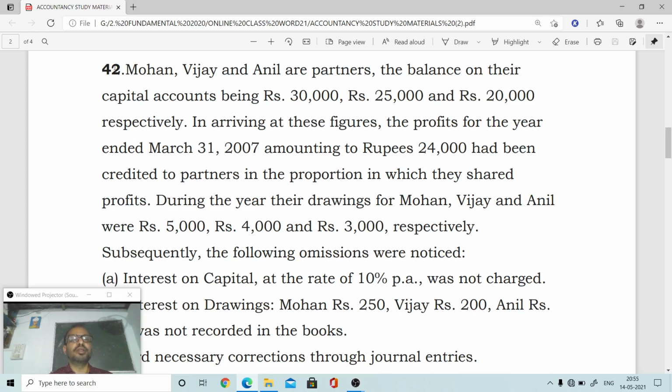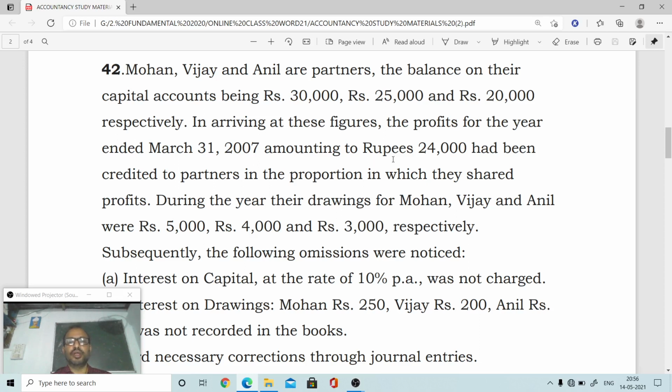Here there are three partners: first partner Mohan, second partner Vijay, third partner Anil, and the balance of the capital is 30,000, 25,000 and 20,000 respectively. Arriving at this figure, the profit for the year ended 31st March 2007 amounted to rupees 24,000 had been credited to the partners in the proportion in which they shared the profit. So here you can see that no agreement is there, no profit sharing ratio is there. So as per the Partnership Act 1932, we know that the profit sharing ratio will be equal, meaning 1:1:1.